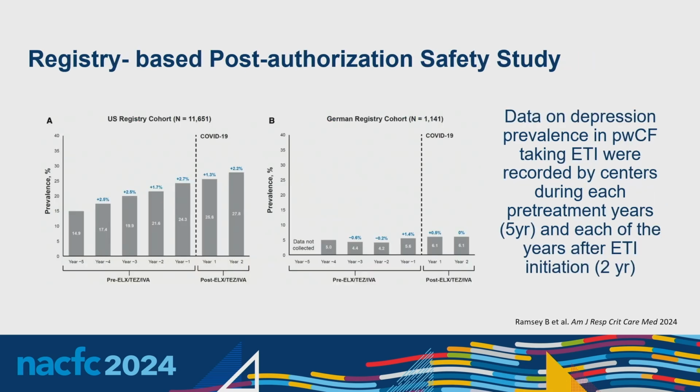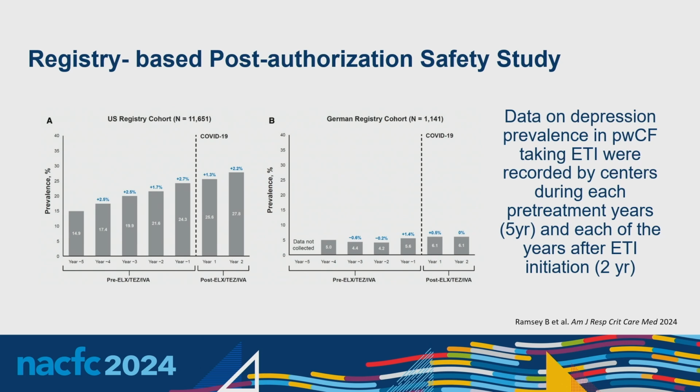This is interim results from the registry post-authorization study. So in this case, this is centers looking at depression prevalence in their center, and they looked at 5 years pre-treatment with ETI and then each of the years after ETI. So this is looking at US registry cohort on the left and the German registry on the right. So there's a clear difference in point prevalence, but really the story is similar.